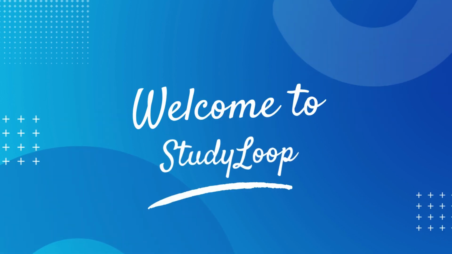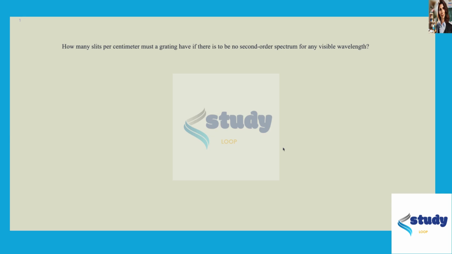Welcome to Study Loop. So this question asks us how many slits per centimeter must a grating have if there is to be no second-order spectrum for any visible wavelengths. Okay, so let's first write down the equation for diffraction grating, which is the same equation as the one for double slit interference.